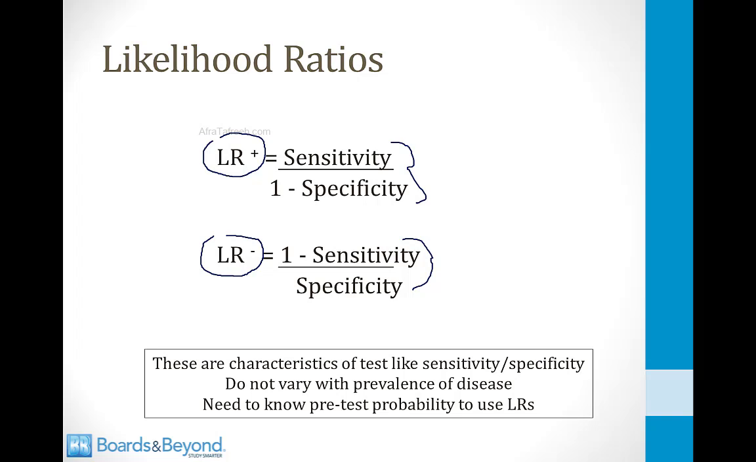And some key points I've written down here. These are characteristics of the test itself, like sensitivity and specificity. They do not vary with prevalence of disease the way positive and negative predictive values do. And another thing to know is that you need to know the pretest probability in order to be able to use these to determine the post-test probability of a patient with either a negative or a positive test result.